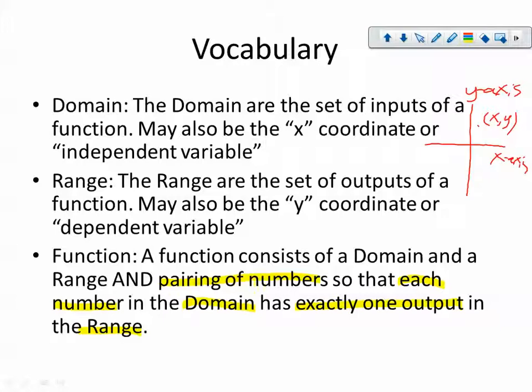What does it mean to have a pairing of numbers so that each number in the domain has exactly one output in the range? That's where we're going. But the domain is all of your x's, your range is all of your y's. You can see that in a graph like this. You can also see it in a table of values: these are x's and these are y's. All of these numbers over here are our domain, and all of these numbers over here are our range. When I say what is the domain, you're going to say 1, 2, 3, 4. And when I say what is the range, you're going to say 3, 4, 5, 6. It's just a list of all the numbers.